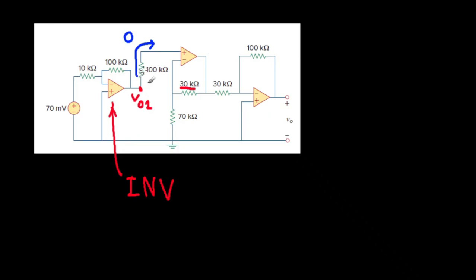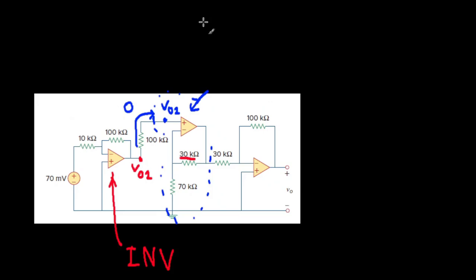So whatever voltage is at this node, this node has the same voltage. If you consider just this portion and separate it, this is without a doubt your non-inverting amplifier. I'm just saying that the node voltage here is going to be the same as this. So this is definitely your non-inverting amplifier.